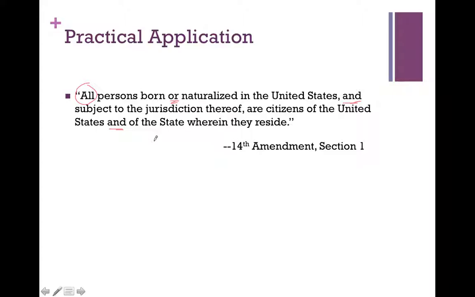But what people who reject birthright citizenship say is, if you look at this and you say all persons born or naturalized are U.S. citizens, then you're leaving off this entire clause here, and subject to the jurisdiction thereof. And they say that right there, it is qualifying this first clause here, all persons born or naturalized. It's qualifying that. And it's putting limitations on who would get citizenship in the United States. And we can symbolize this in various ways, but here's a way to understand what's going on here.